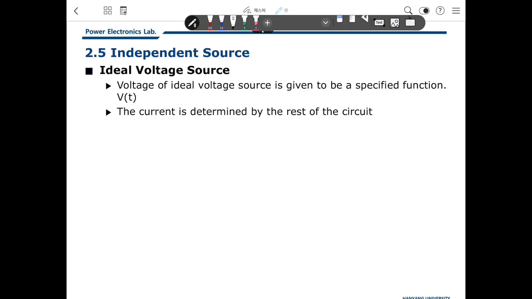For a voltage, we need to think about the ideal voltage source. What is the ideal voltage source? The voltage of an ideal voltage source is given as a specific function of Vt. And in this case, the current is determined by the rest of the circuit.